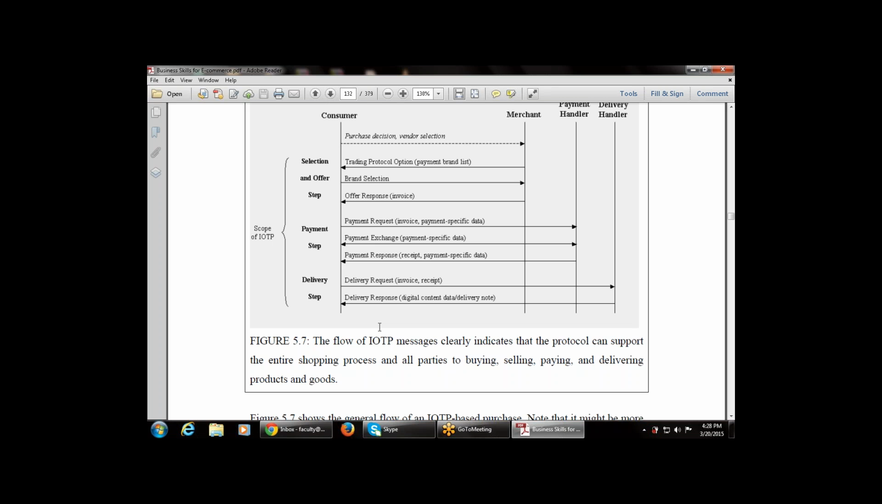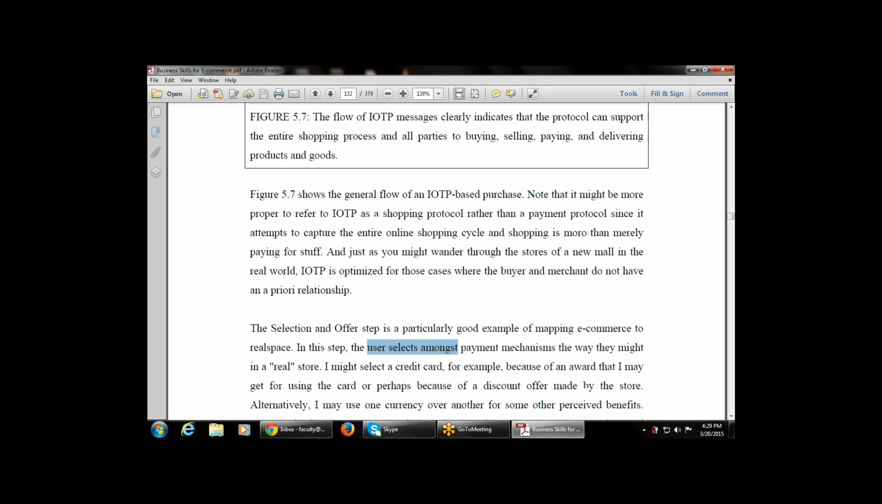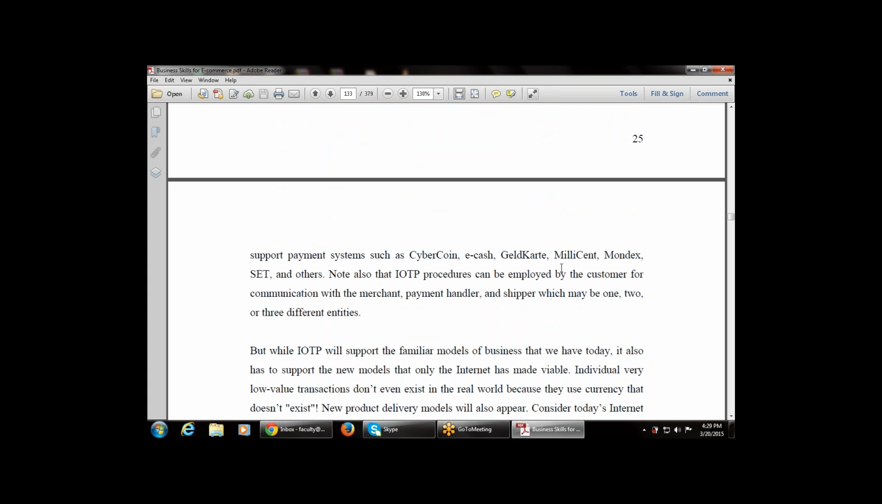Then there is a payment step, that means how the payment is made. Then the delivery step, that is how the packet is delivered to the customer. Note also that the IOTP procedures can be employed by the customer for communication with the merchant.